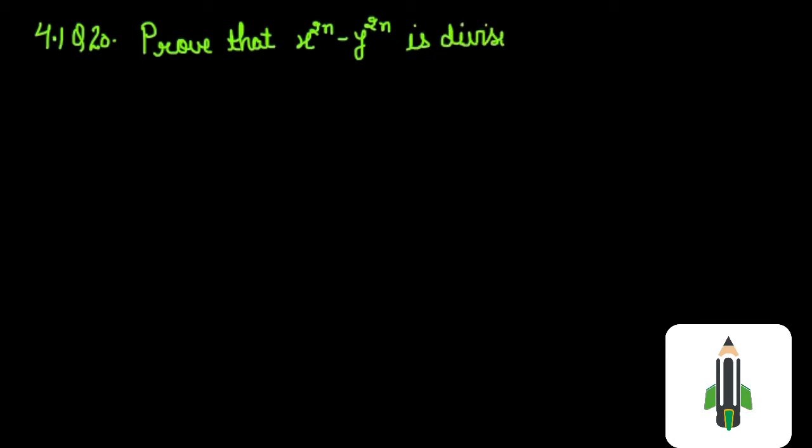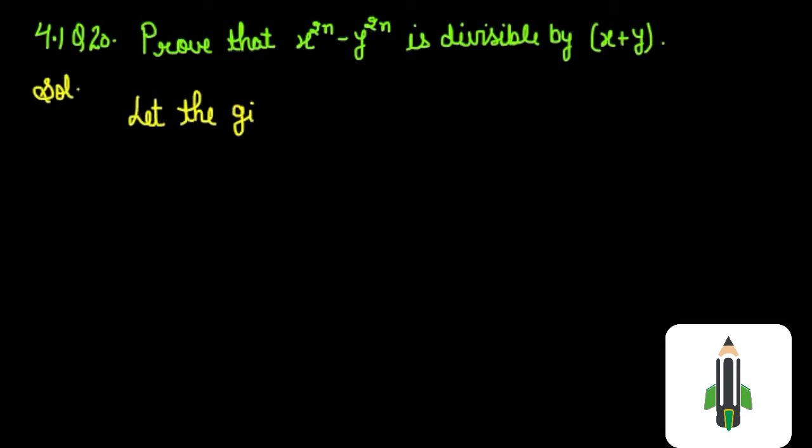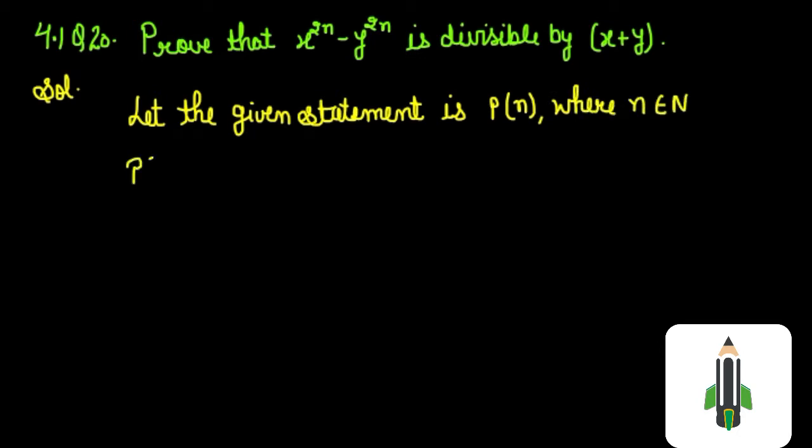In this video, we are going to solve question number 20 of exercise number 4.1. Prove that x raised to the power 2n minus y raised to the power 2n is divisible by x plus y. To solve this, let the given statement be Pn, where n belongs to capital N, which is the natural numbers. So Pn is equal to x raised to the power 2n minus y raised to the power 2n.